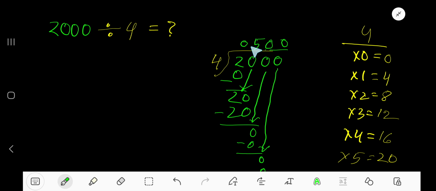So our answer is 0500, that is 500. This 0 doesn't have any value. 500 is our answer.